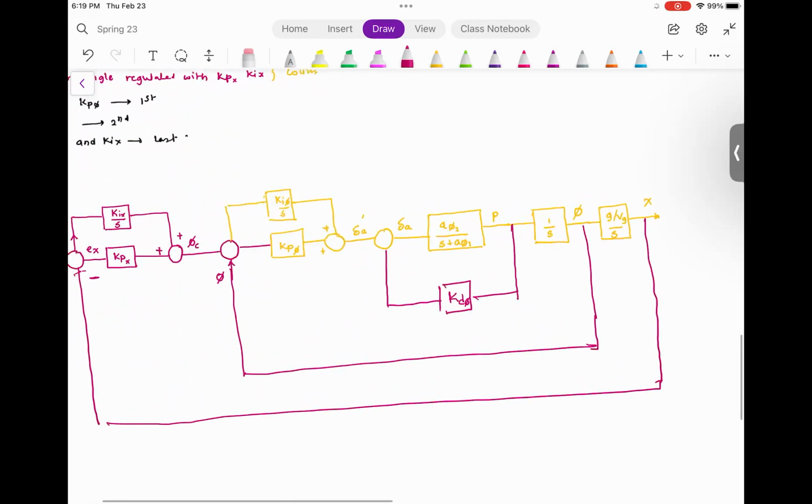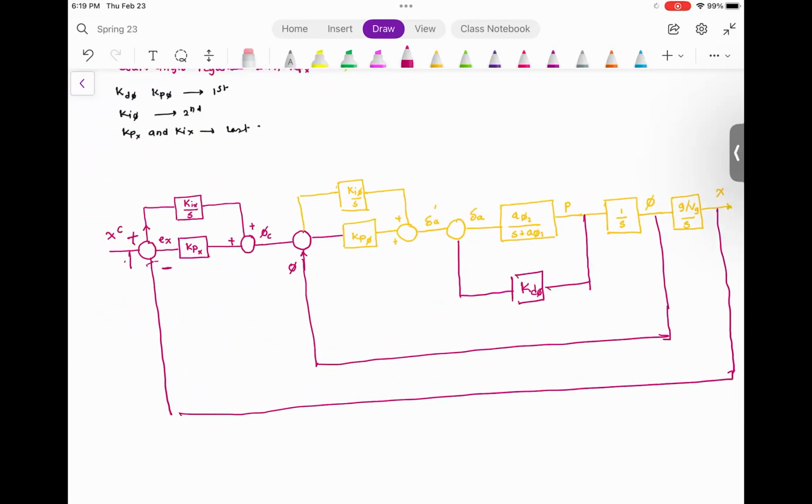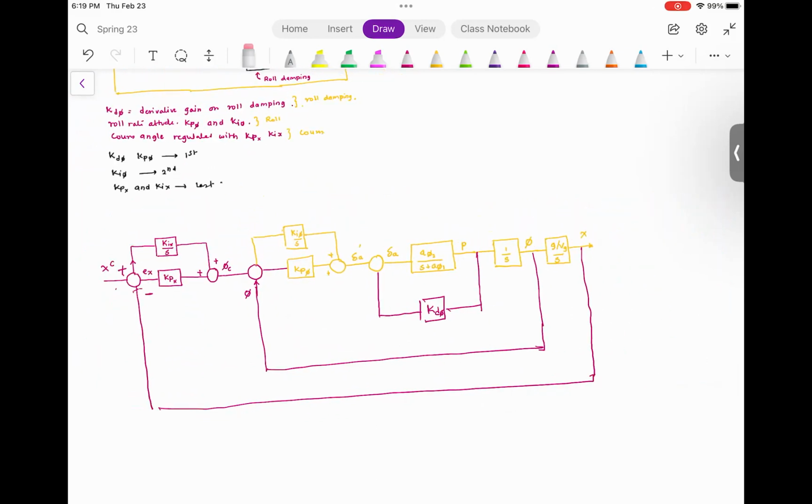So now let me explain this loop. This loop looks intimidating, but it's actually not. This is something that came from all the equations that we derived so far. The only difference here is we have added the controller. So first and foremost, we have the outermost loop.